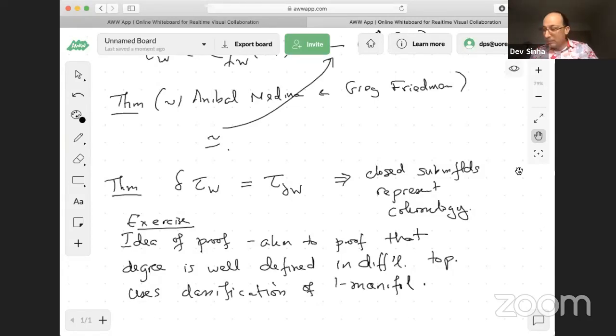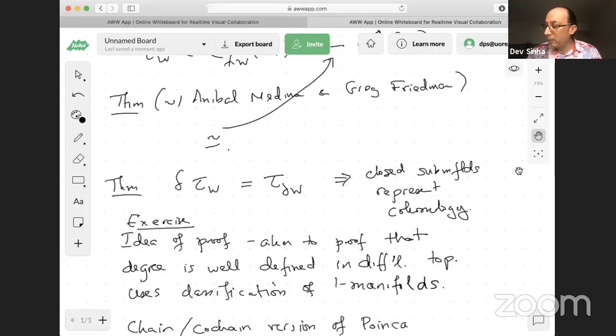And so this lets us again represent a cohomology class by a submanifold. And you should really think of this as a chain, cochain version of, or underlying of Poincare duality. And we'll come back to this.